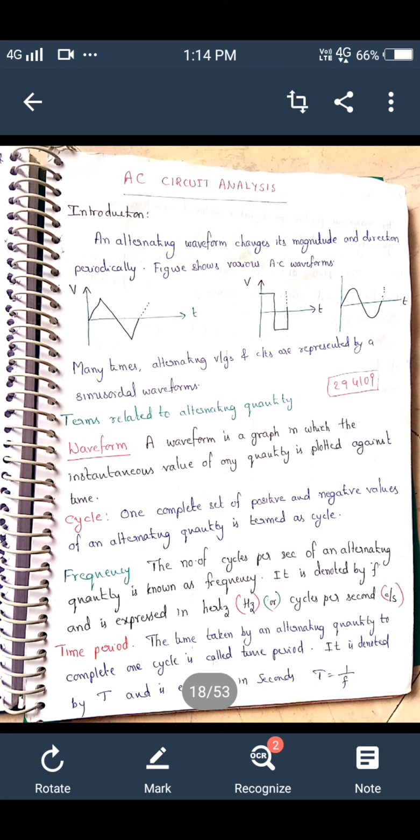So a periodic waveform we can also call a symmetric waveform. Symmetric means the positive half cycle is a mirror image of the negative half cycle. Examples of symmetric waveforms are sinusoidal signal, square wave, sawtooth, triangular, etc.